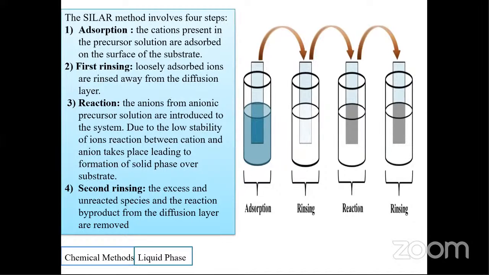So the anions from the anionic precursor solutions are introduced to the system. Due to the low solubility of ions, reaction between cation and anion takes place, leading to formation of solid phase over the substrate. And then again the rinsing is done, the second rinsing, where the excess and unreacted species and the reaction byproduct from the diffusion layers can be reduced. So basically it is a 4-step process: adsorption, first rinsing, reaction, and the second rinsing.